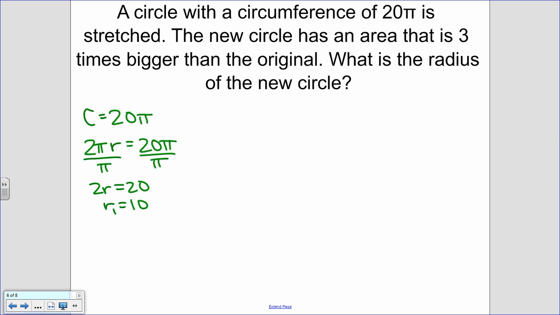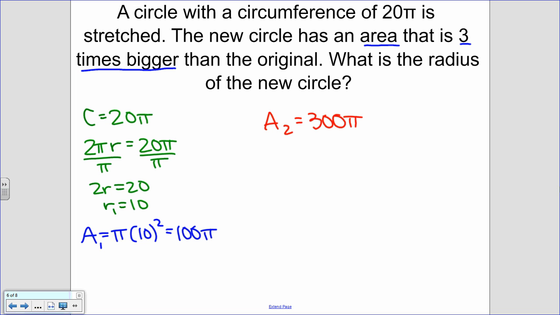Okay, then going from there, again, we're talking about area. The new circle has an area that is 3 times bigger than the original. So we need to find the area of the original to be able to keep going. So the area is pi times 10 squared, or 100 pi. Okay, once we know that, area of circle 1 is 100 pi. So area of circle 2, 100 times 3, is 300 pi.